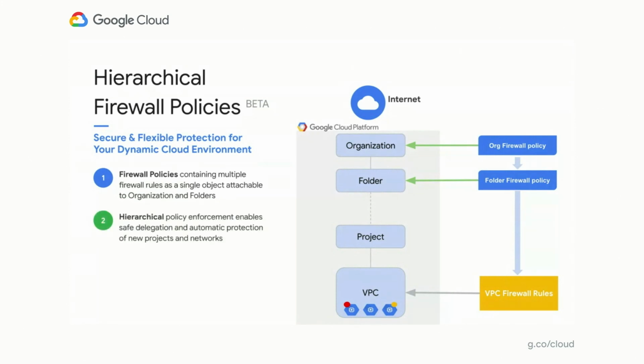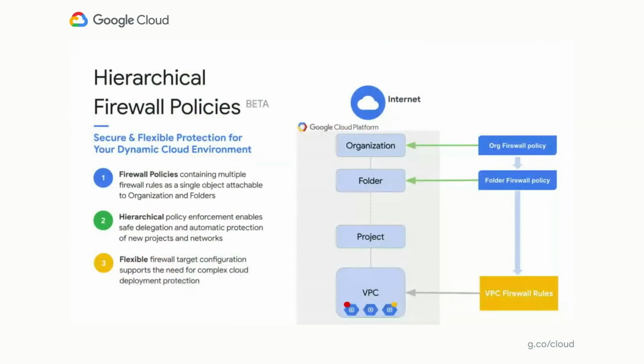When firewall policies are attached to different levels of nodes in the resource hierarchy, they follow a very strict enforcement sequence from top to bottom. All traffic must pass the org level security rules before being evaluated at the folder level and then eventually at the VPC level. This model makes it impossible for project owners to bypass or overwrite security policies that are set by the central team. It also makes sure that any new projects and new networks added to the organization are protected by those central policies from day one.